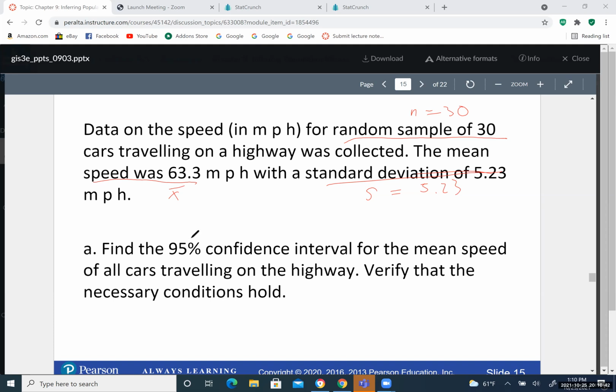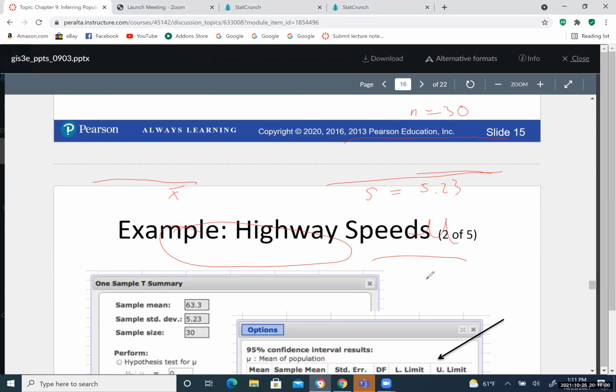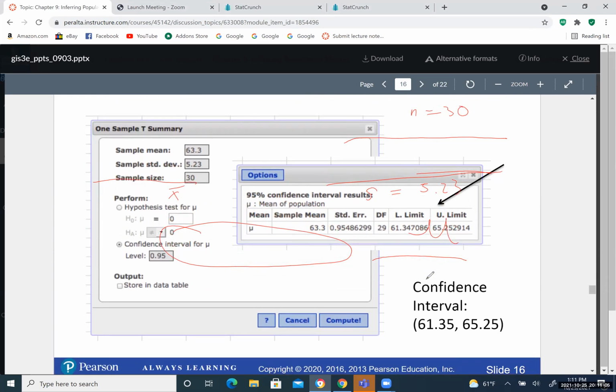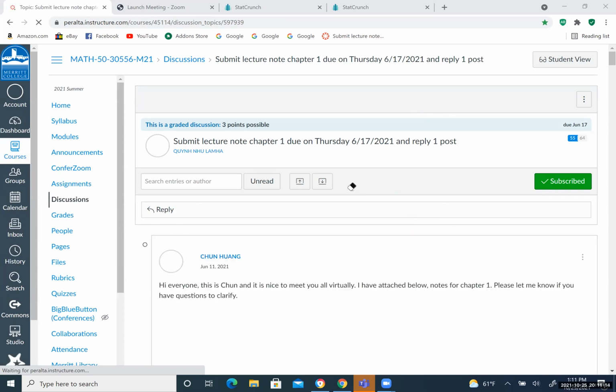Now they want us to find a 95% confidence interval for this mean. They want to estimate the interval for mu, the mean speed of all cars traveling on the highway. It's just similar to chapter 7, just a bit different in that you look up more numbers. So here's the way we run StatCrunch. Like I just explained, using technology is better because it's quicker and easier.